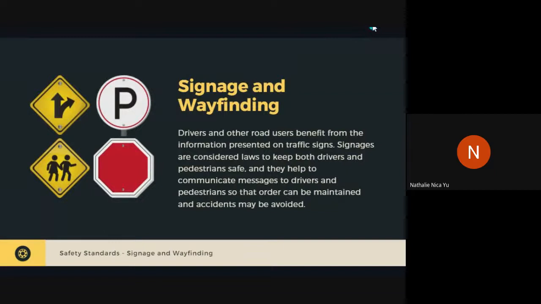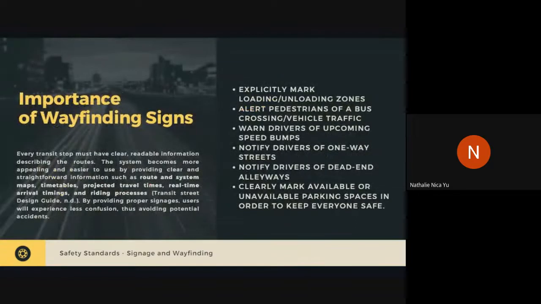Okay, signage and wayfinding. Drivers and other road users benefit from the information presented on traffic signs. Signages are considered laws to keep both drivers and pedestrians safe. And they help to communicate messages to drivers and pedestrians so that order can be maintained and accidents can be avoided. Okay, next slide.